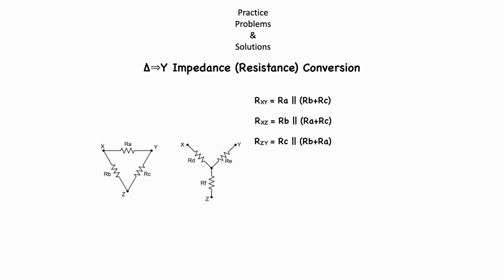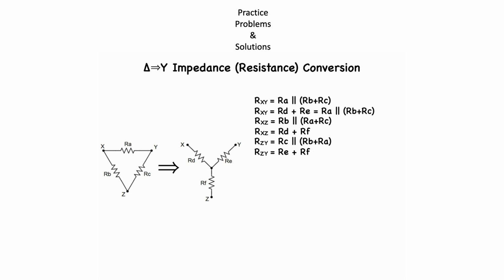In the Y configuration, the resistance between the same 2 points XY, the resistance would be RD plus RE. Between the 2 points XZ, the resistance would equal RD plus RF, and between Z and Y, the resistance would equal RE plus RF.